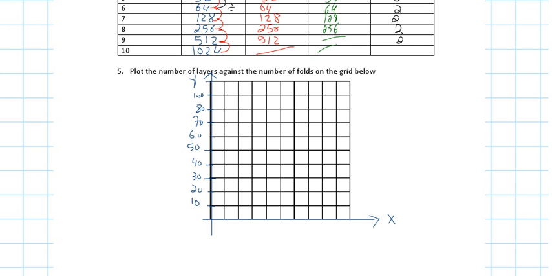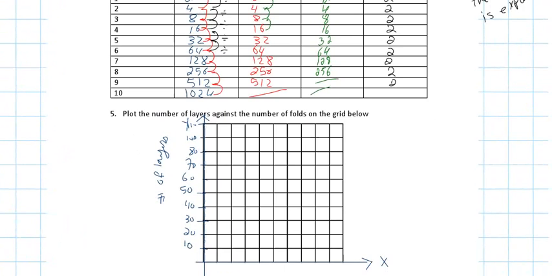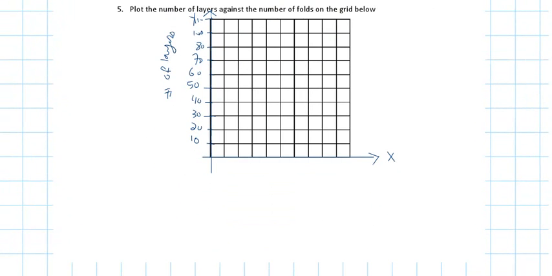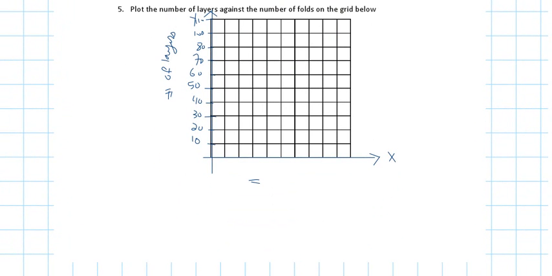And this right here is the number of layers. And what goes on the bottom? Number of folds. You're going to have to write down what the X and Y mean, right? So I have 1, 2, 3, 4, 5. I think that's way too many.